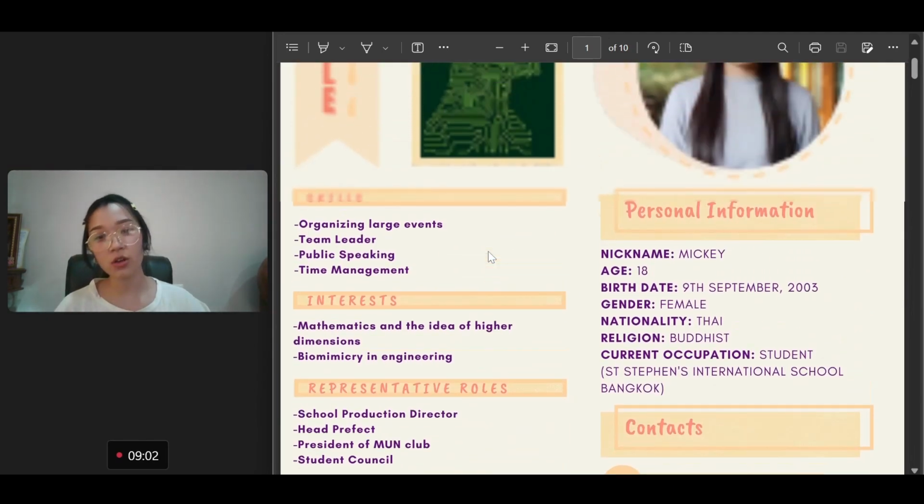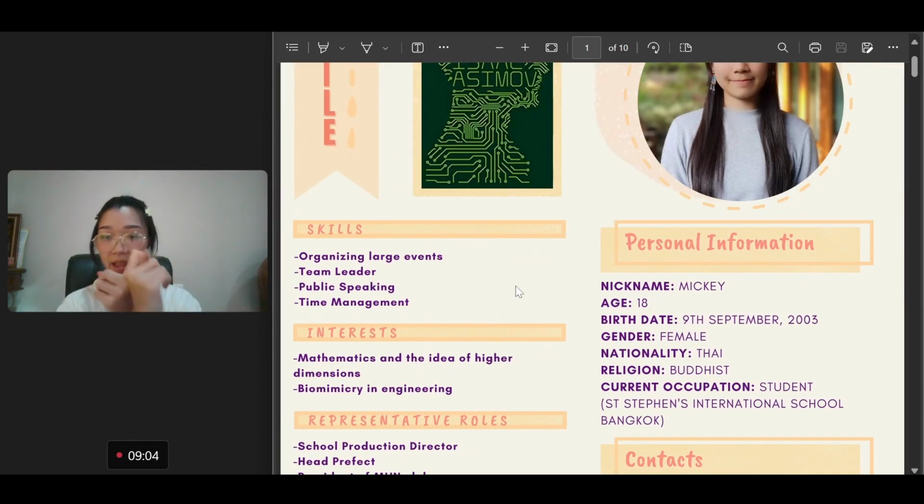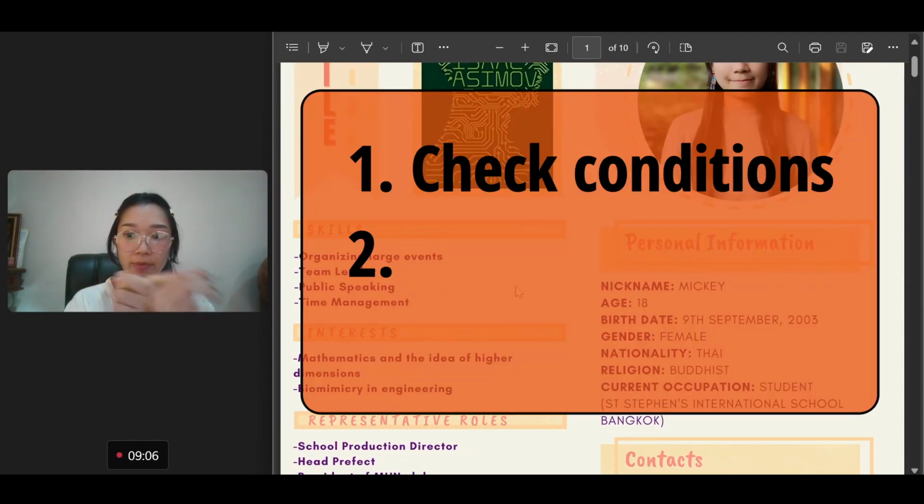Okay, so in conclusion, A, check your requirements carefully. Go to the university website, download the information list. You could call to ask them if you're unsure. Check the conditions carefully. You want to be strict, follow them by the book.